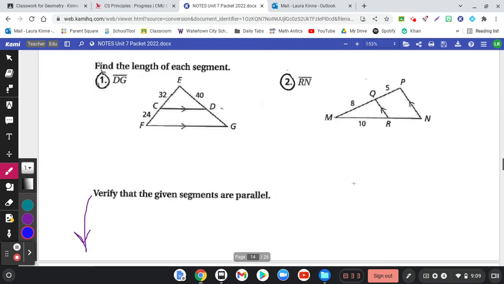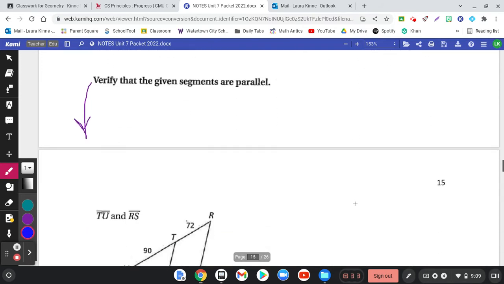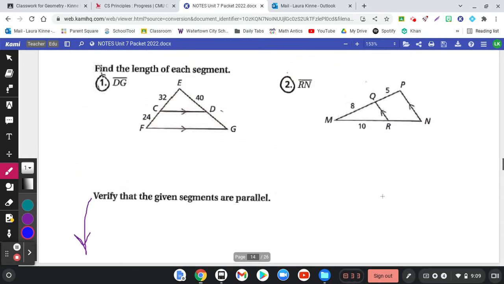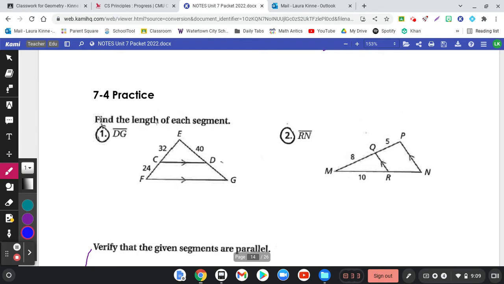Today we'll talk about the 7-4 practice. This is tonight's homework. It doesn't mean just copy, it is important that you give these a try. We're starting on page 14 for the 7-4 practice. It just says to find the length of each segment.